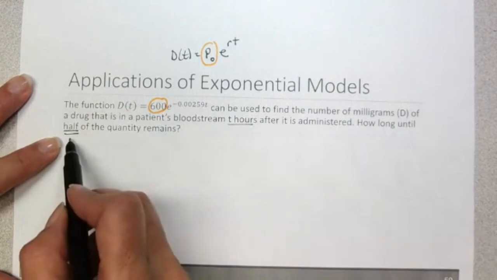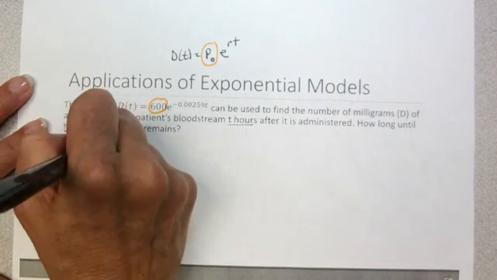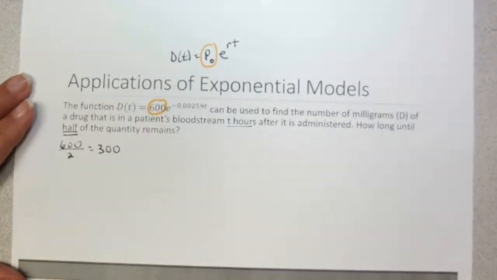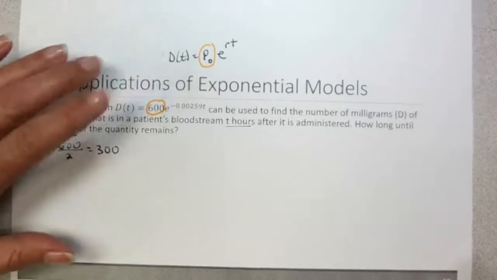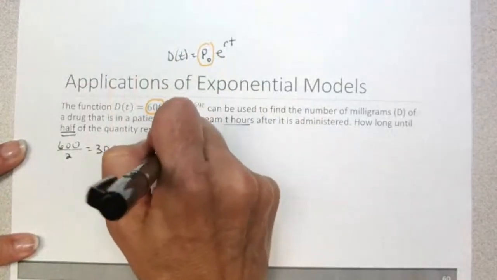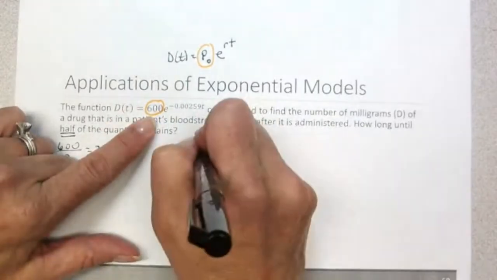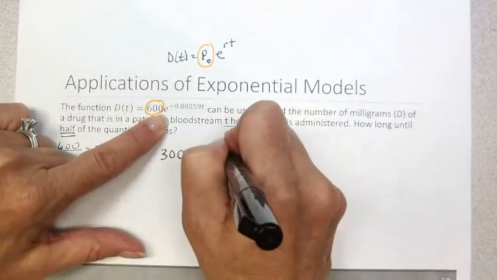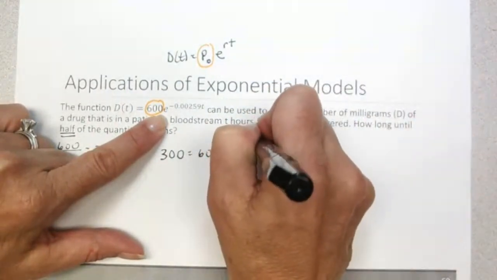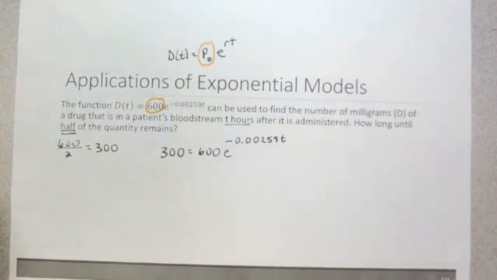I want to find out how long until half that initial amount is there. Half is going to be 600 divided by 2, or 300 milligrams. So that's the future amount I'm interested in, the d of t. Let me set up this equation: 300 equals the initial amount, 600, times e to the negative 0.00259 t, and I just need to solve for t.